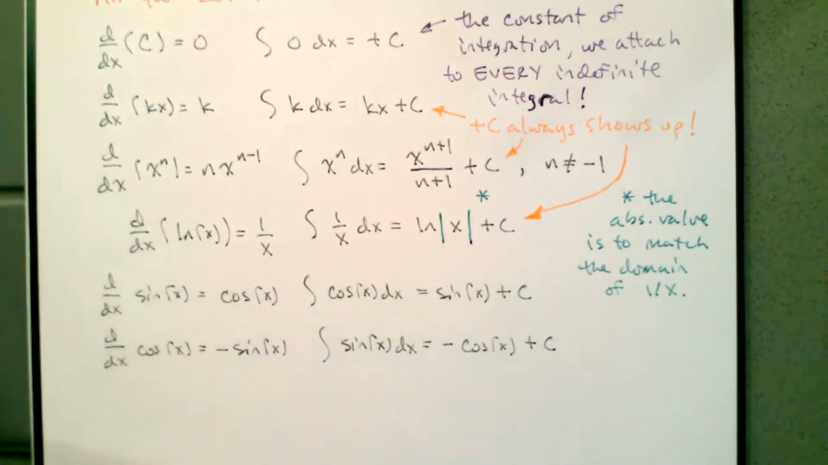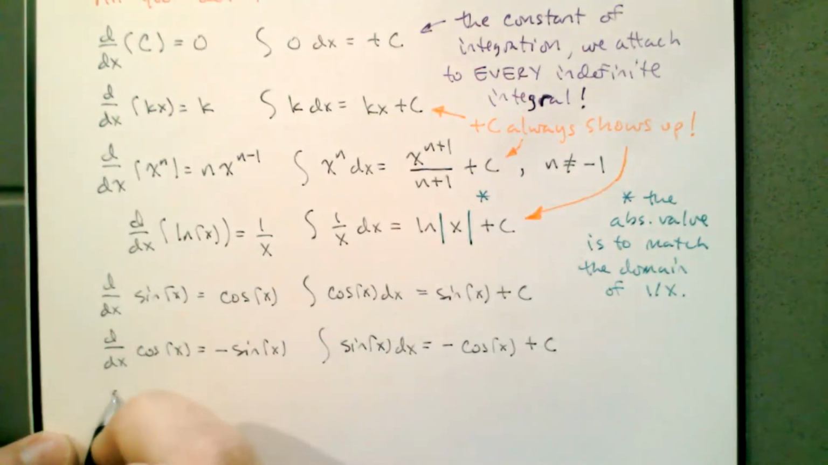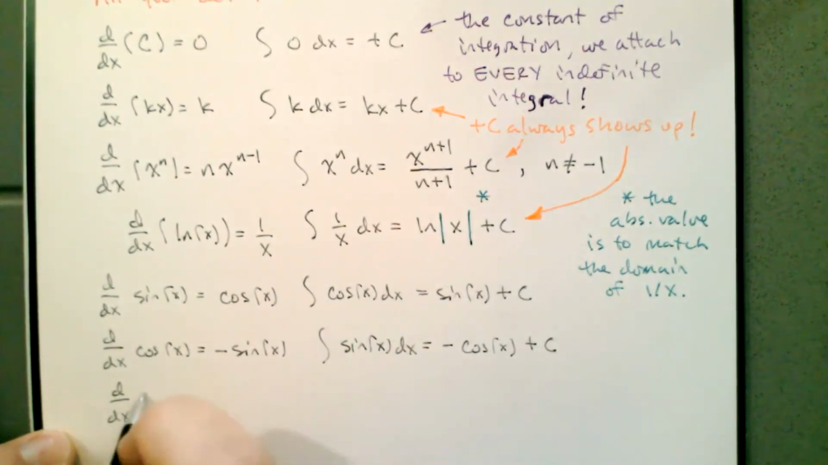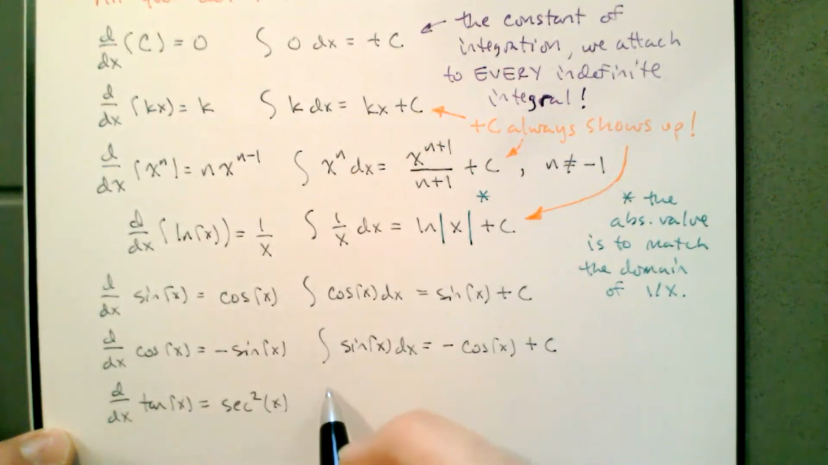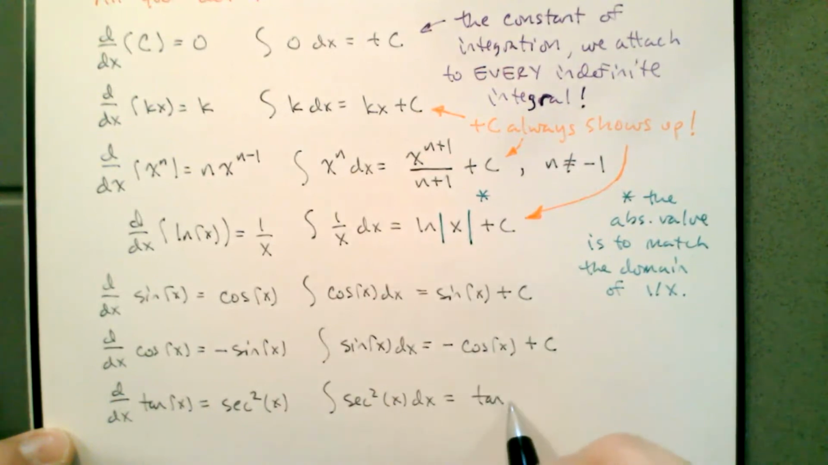We know the derivative of tangent is secant squared x. So the integral of secant squared x dx is tangent x plus c.